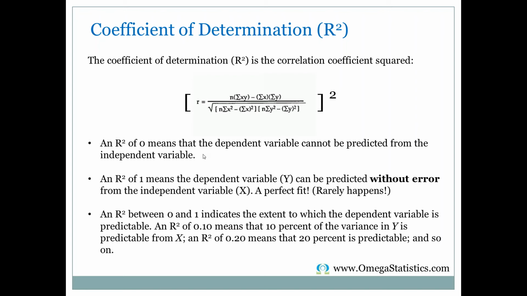So an R-squared of 0 would mean that the dependent variable cannot be predicted from the independent variable, of course. An R-squared of 1 means that the dependent variable, which we usually call y, can be predicted without error from the independent variable. It means a perfect fit. Rarely happens. I've never seen it happen.